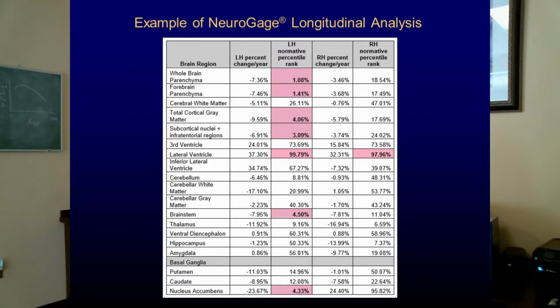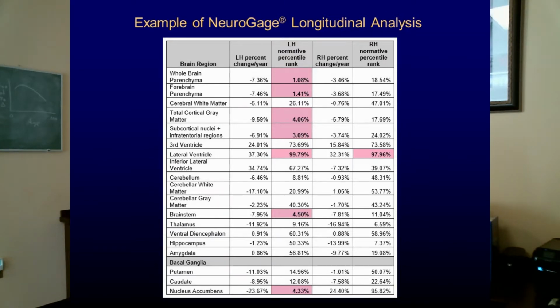Then we come to an example of a Neurogage longitudinal analysis. This is one from one of our patients in the clinic. You can see here we have many brain regions listed, left and right, and we've looked at the percent change over time, annualized, so it's a percentage change per year for the left hemisphere of the brain and the right hemisphere of the brain. And associated with that, we have the normative percentile rank to tell you if the rate of brain volume change was normal or abnormal.